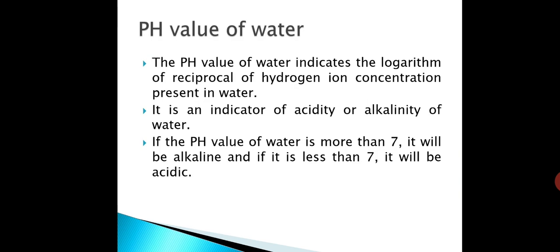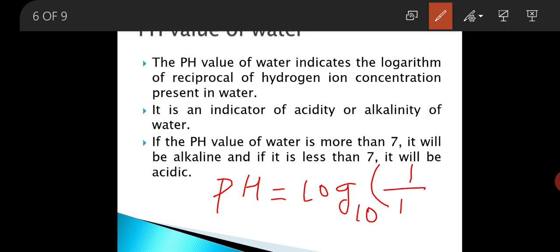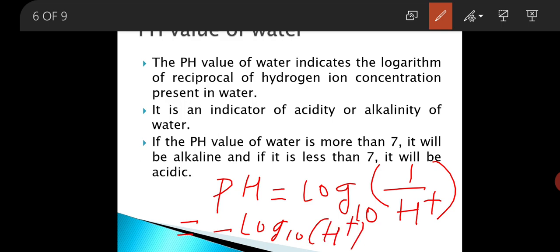Next we will discuss the pH value of water. So pH value of water indicates the logarithm of reciprocal of hydrogen ion concentration present in water. That means this pH can be written as logarithm of reciprocal of hydrogen ion concentration, or it can be written as negative logarithm of hydrogen ion concentration. Okay. And it is an indicator of acidity or alkalinity of water.